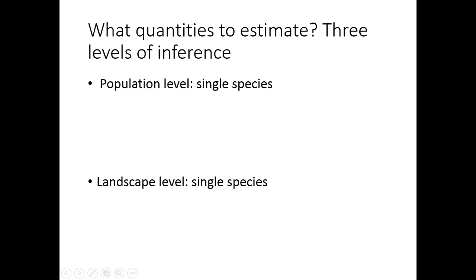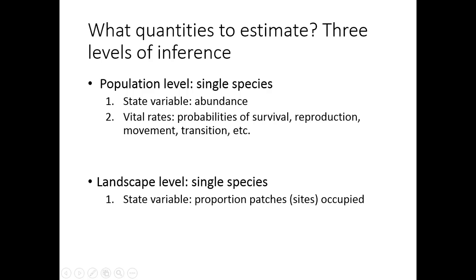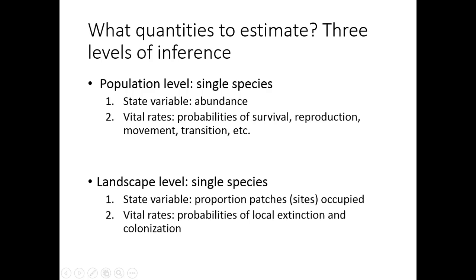I'll begin by comparing three levels of inference for population and landscape ecology. At the population level, we are most often interested in the state variable for abundance. At the landscape level, the proportion of sites occupied is a useful state variable for extent of occurrence. Population dynamics are defined by vital rates such as survival, reproduction, and movement. At the landscape level, occupancy dynamics are governed by vital rates for local extinction and colonization.